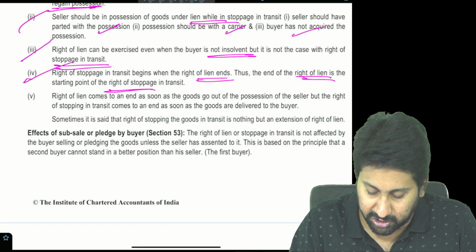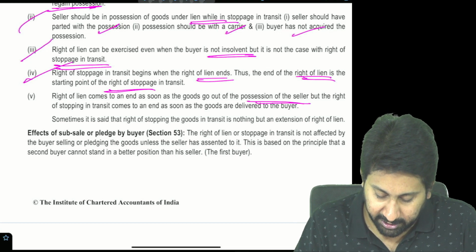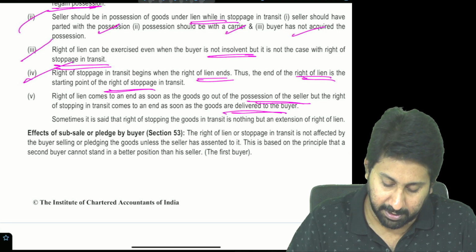Right of lien comes to an end as soon as the goods go out of the possession of the seller, but the right of stoppage in transit comes to an end as soon as the goods are delivered to the buyer.